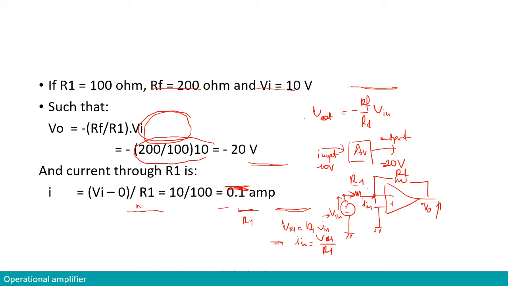So this is one example of application. If we have an input of 10 volts and we want to amplify it and reverse the signal, we use this configuration, which is the inverting operational amplifier.